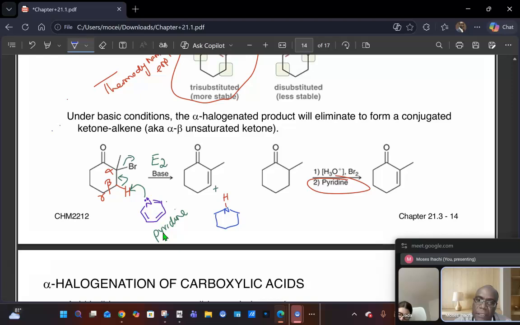Remember we said that nitrogen with a lone pair, that lone pair is not in resonance, so it plays the role of a base when we're talking about electrophilic aromatic substitution and determining aromatic compounds.